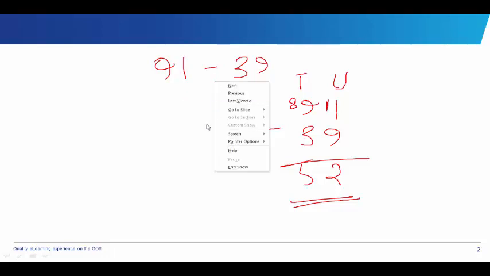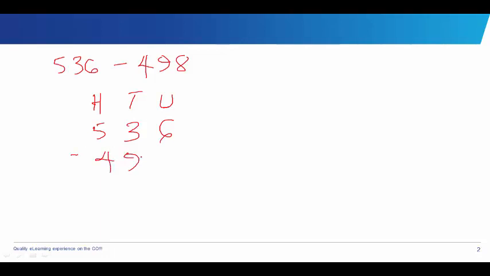Now let's take another example, but this time around we'll look at 3-digit numbers and 4-digit numbers. 536 minus 498. So write our hundreds, tens, and units. 6 minus 8, it won't go. So we'll borrow 1 from this 3 and we'll have 2 left. The 1 makes this 16. 16 minus 8 will give us 8.